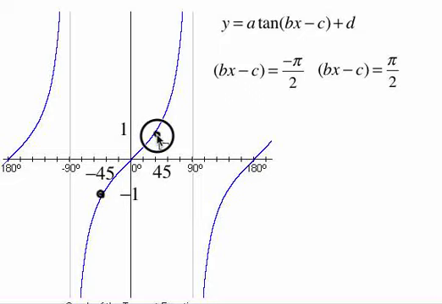So we'll use A in a very similar method to amplitude, but technically tangent has no amplitude because it has no maximum or minimum value. These endpoints go at the asymptotes off to negative infinity and positive infinity, respectively.